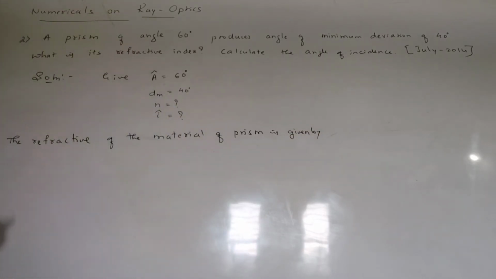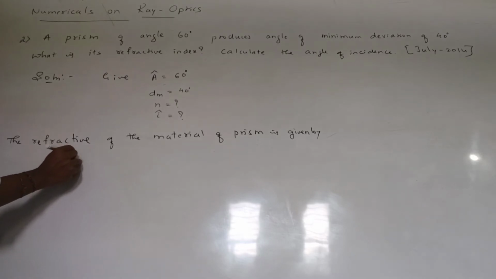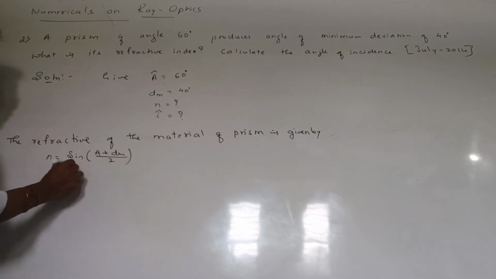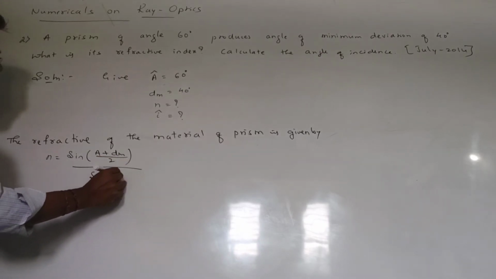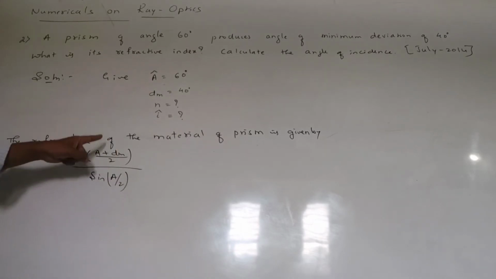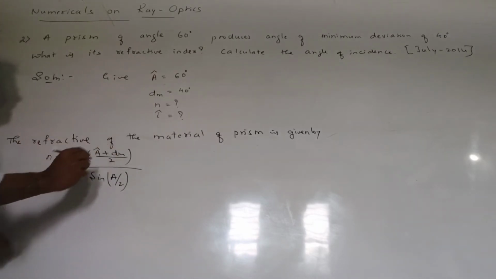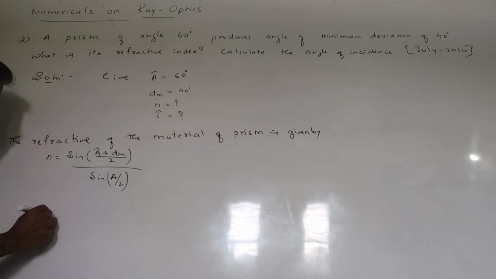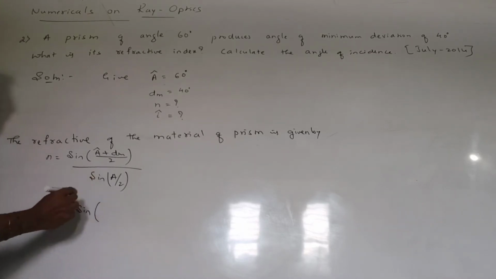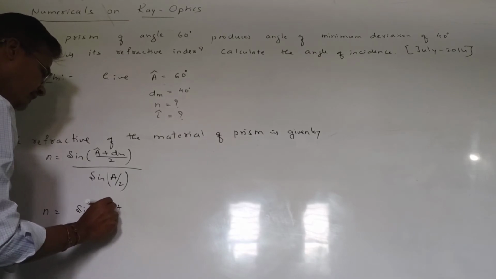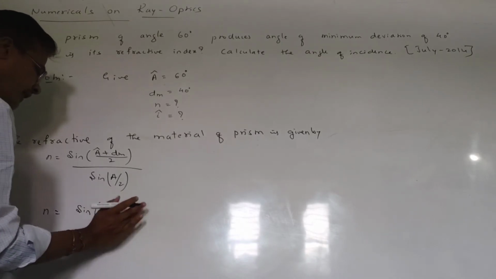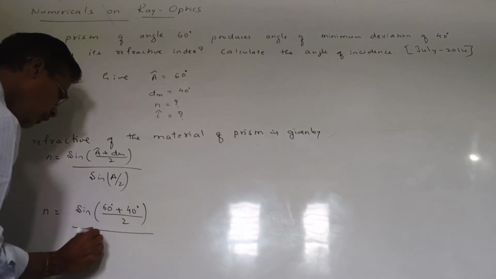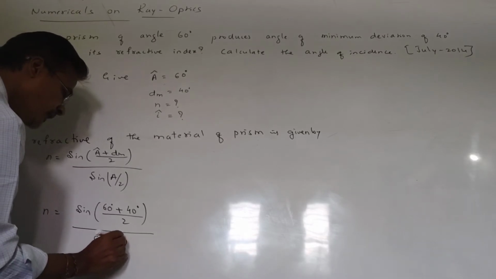So what formula are we using here? n equal to sin of (A plus Dm) divided by 2, whole divided by sin A by 2. Okay, angle A is 60 degrees, Dm value is 40 degrees. Okay, n value is the question. So we can write n equal to sin of (60 degrees plus 40 degrees) divided by 2, whole divided by sin 60 by 2. Correct?